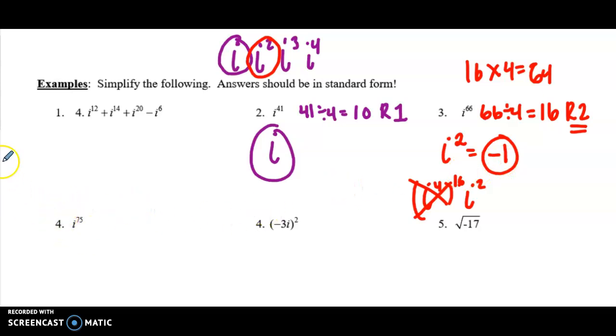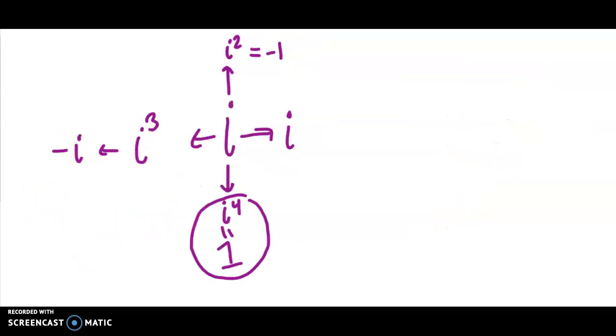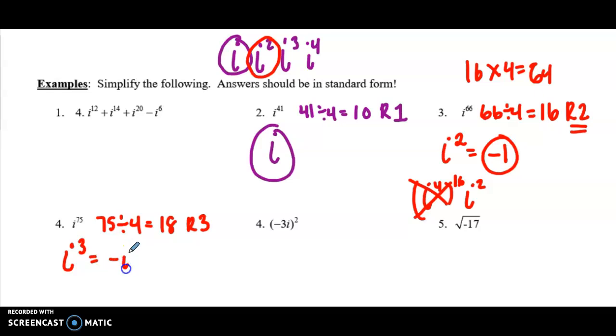Why don't you try i to the 75? Take a second, pause it, and try it. Okay, if you use the method of dividing, 75 divided by 4 is going to give you 18 with a remainder of 3. So you have 18 remainder 3 here. That remainder of 3 tells us that I have i to the 3rd. Well, what is i to the 3rd the same thing as? That's the same thing as -i.